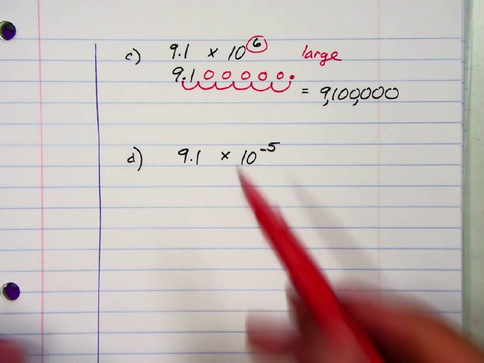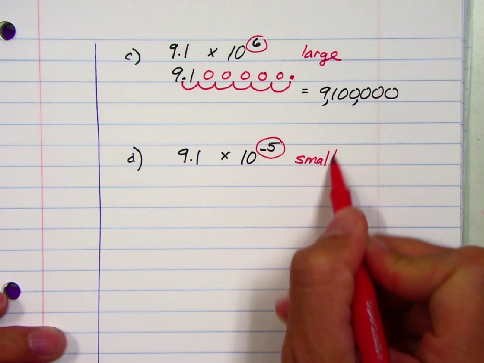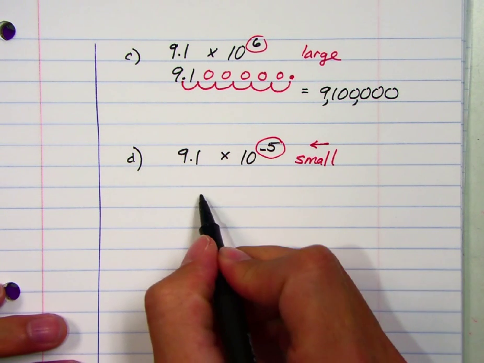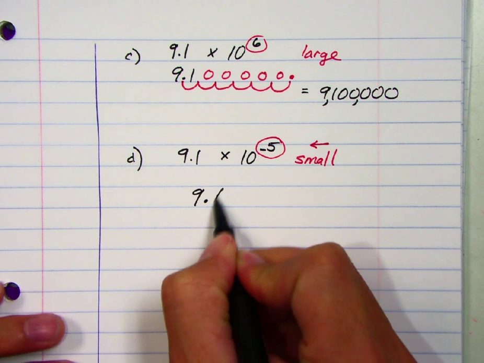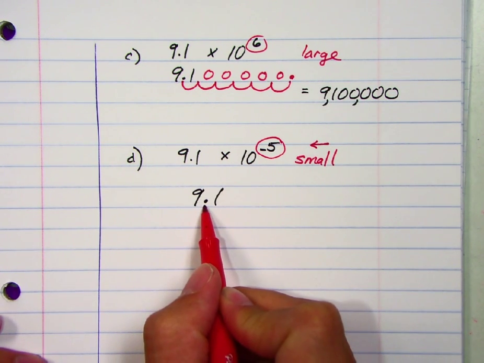Take a look at this one. Okay, here I notice that it's got a negative exponent, so it's going to be a small number. Small numbers have zeros that are on the left-hand side. And so we can start with 9.1. There's my decimal, and I'm going to move it 5 times, 5 times this time to the left.